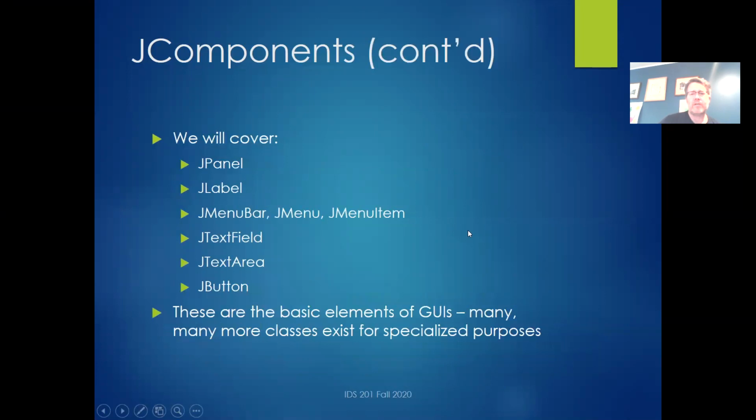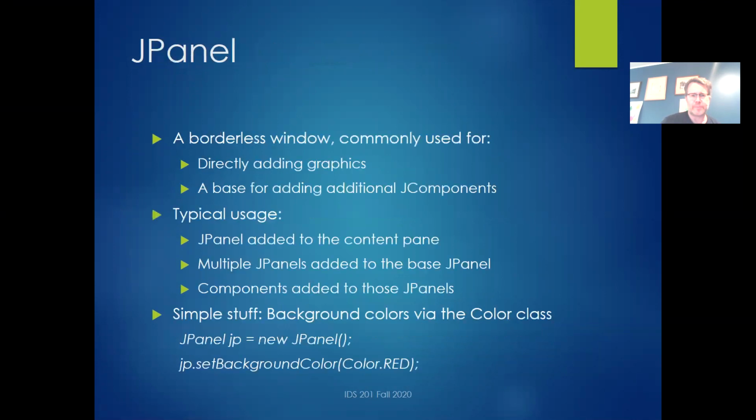So this lecture, maybe not today, but over the course of the next day or two, we'll cover JPanel, JLabel, JMenuBar, text fields, text areas, and JButtons. These are just the basic elements. There are a whole lot more classes out there for more specialized purposes, but this is enough of the basics to get you going. Once you understand all these, using the other ones isn't a big headache.